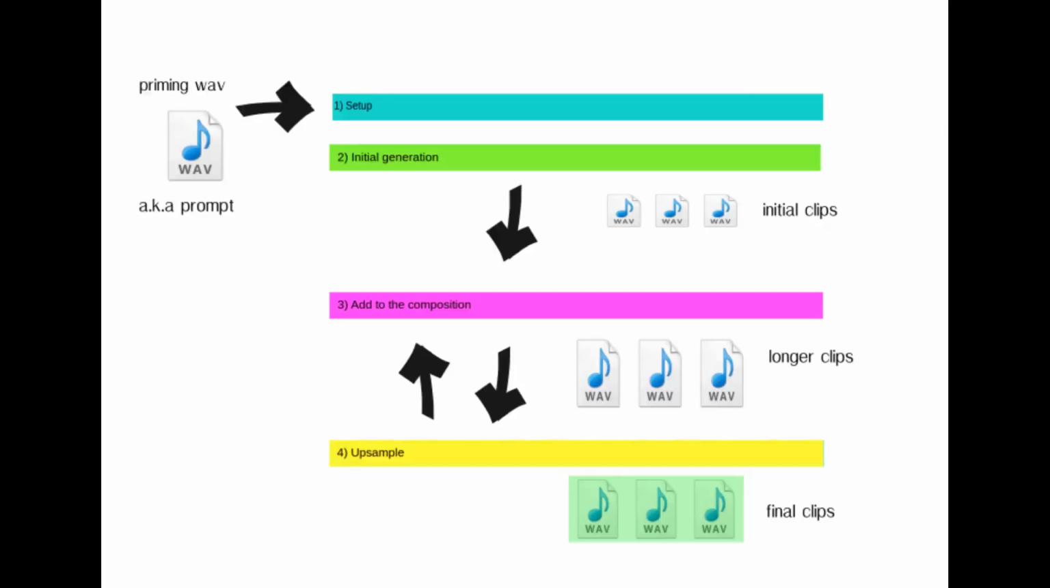Also, you need about 10 seconds of music in the form of a WAV file. We call that a primer WAV or sometimes prompt, and it is used as a starting point for the Jukebox to start generating more music by extending that primer WAV.